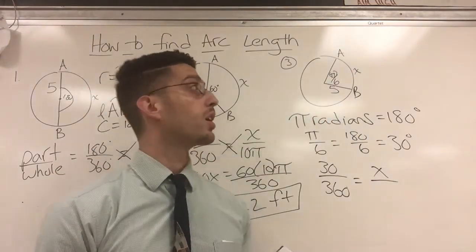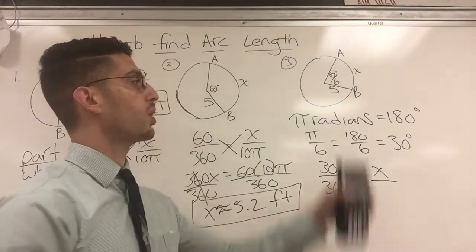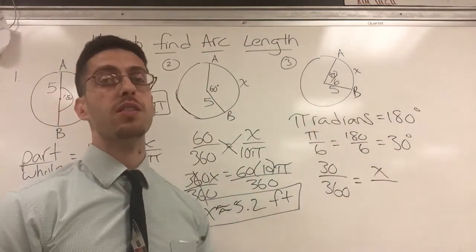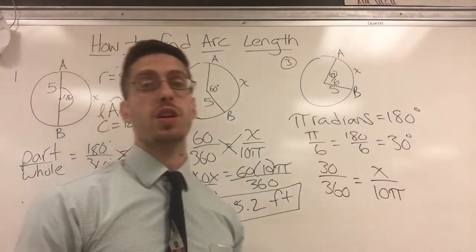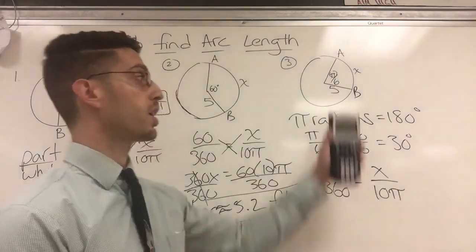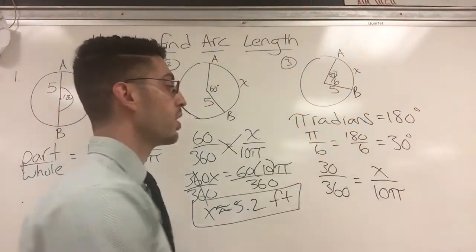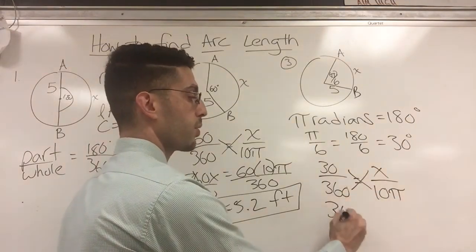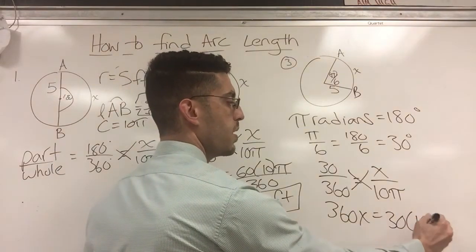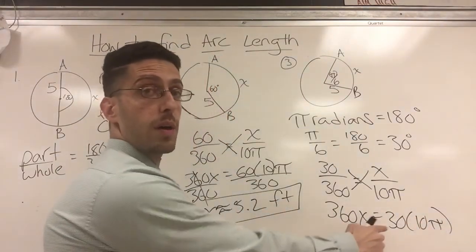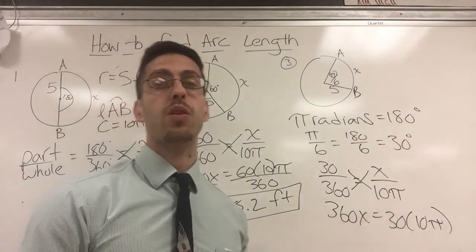What's the whole circumference? It's pi times diameter, right? Pi times diameter. Well, I know the radius is 5, the diameter is 10, so that's 10 pi again. And remember, the 5 can always change. It could be 6, then it would be 12 pi. It could be 10, then it would be 20 pi. Whatever it is, you just double it to get the diameter. Then I'm going to cross multiply. I'm going to get 360x equals 30 times 10 pi. And you're going to have to divide by 360 on both sides. I'm going to let you get a calculator, figure that one out on your own.